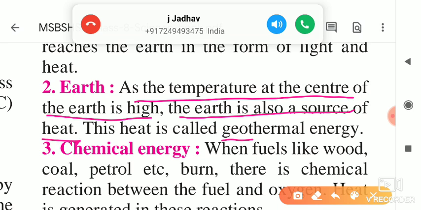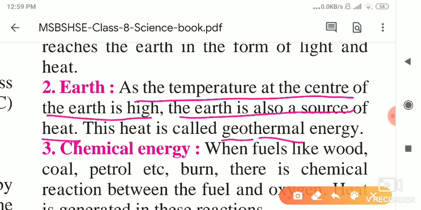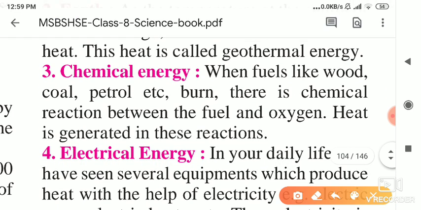Geo means from the earth, thermal means temperature, so geothermal energy is the energy we get from the earth. Next is chemical energy.